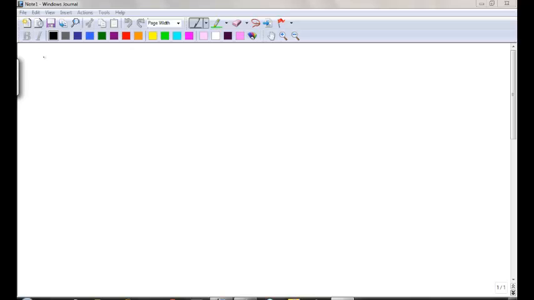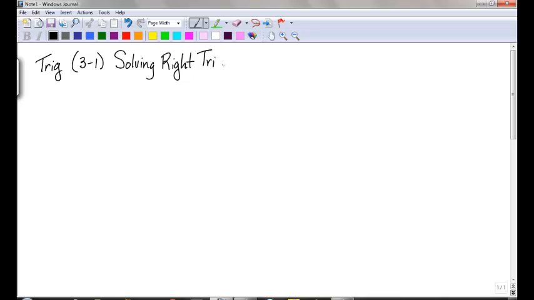Okay, and this is on solving right triangles. We actually did a little bit of this in chapter 1. And we'll spend this whole chapter on right triangles. Later we'll get to what they call oblique triangles, and those don't have a right angle.